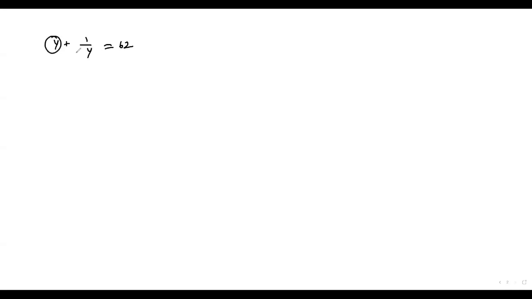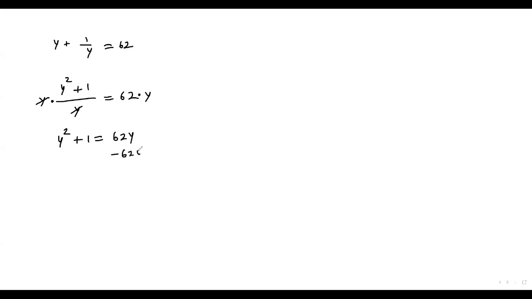When I multiply this integer part y by this denominator y, that is y times y, which is y square, and we have positive 1. Now we can take this y as a common denominator, equals 62. Now let me multiply both sides by y, so this y will cancel out. I'm getting y square positive 1 equals 62 times y, which is 62y.